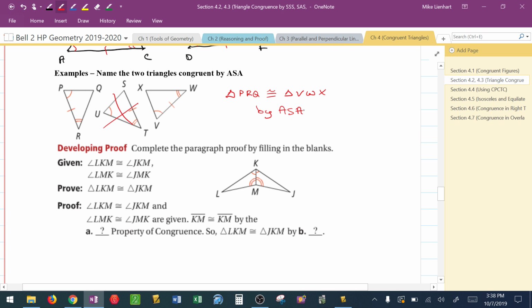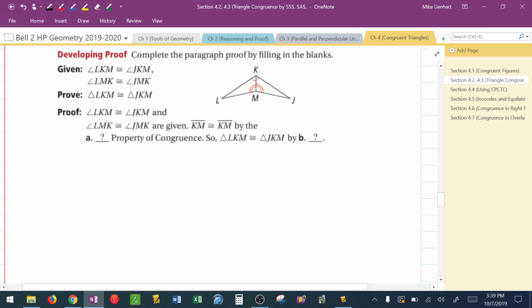All right. Let's take a look at this proof right here. It's a paragraph proof that we got to fill in a couple of things. So they start off by telling us angle LKM, that's a single mark up on top, is congruent to angle JKM.